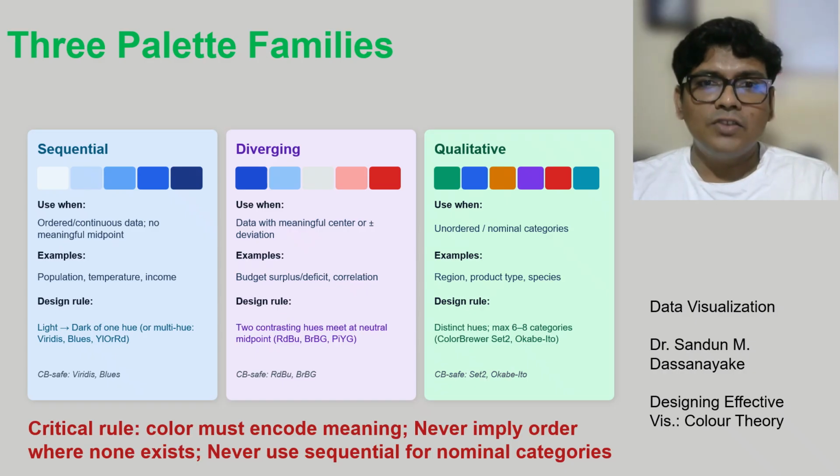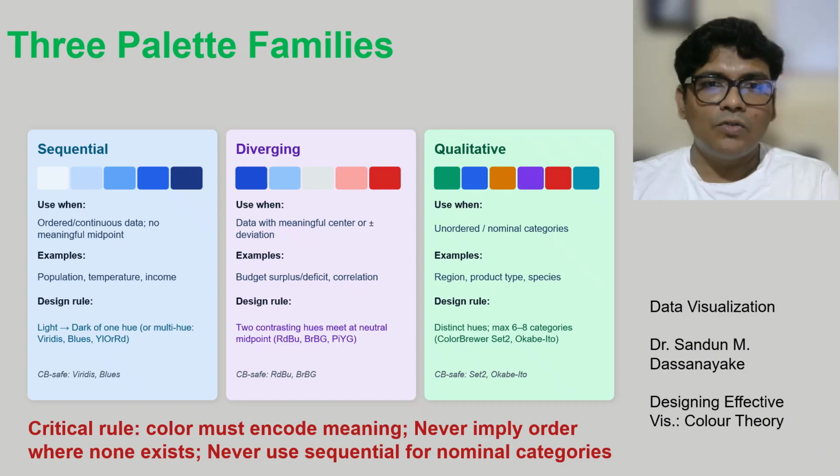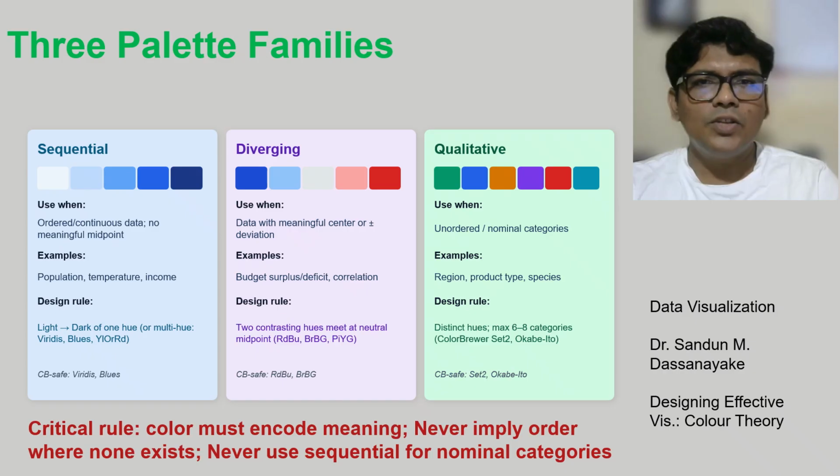Categorical palettes use different hues to show groups with no natural order, like countries, product categories, or species. Sequential palettes use a lightness gradient to show quantity, where lighter means less and darker means more. Diverging palettes use two hues that meet at a neutral center for data with a meaningful midpoint, such as surplus and deficit or values above and below an average.